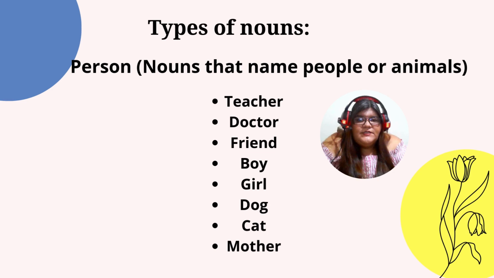So now let's see the types of nouns that we have in here. We have the types of noun, for example, to classify the group of people, right? Person: nouns that name people or animals. For example, teacher, doctor, friend, boy, girl, dog, cat, and mother. Any person or animal is a noun.